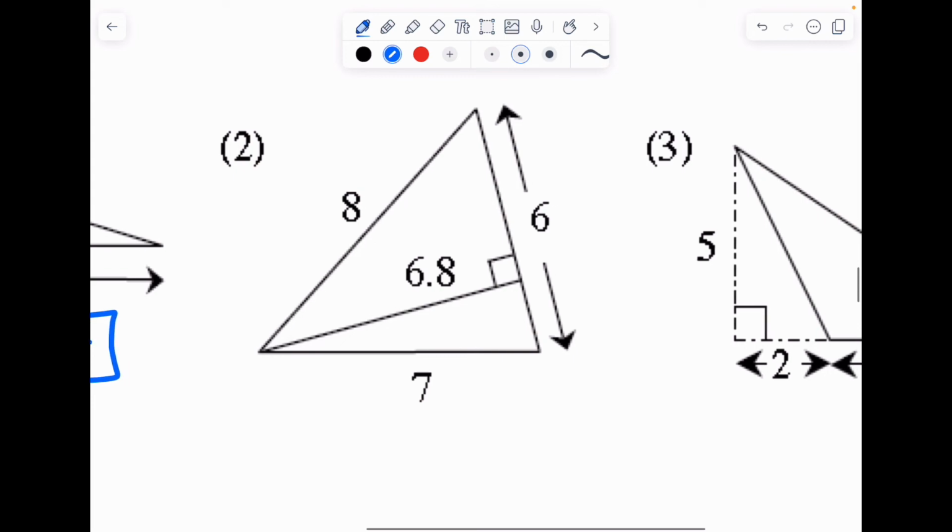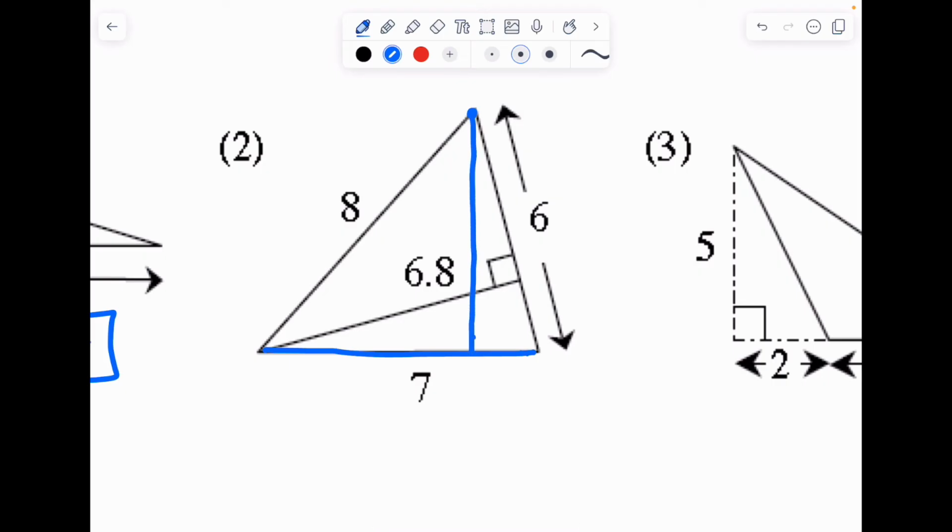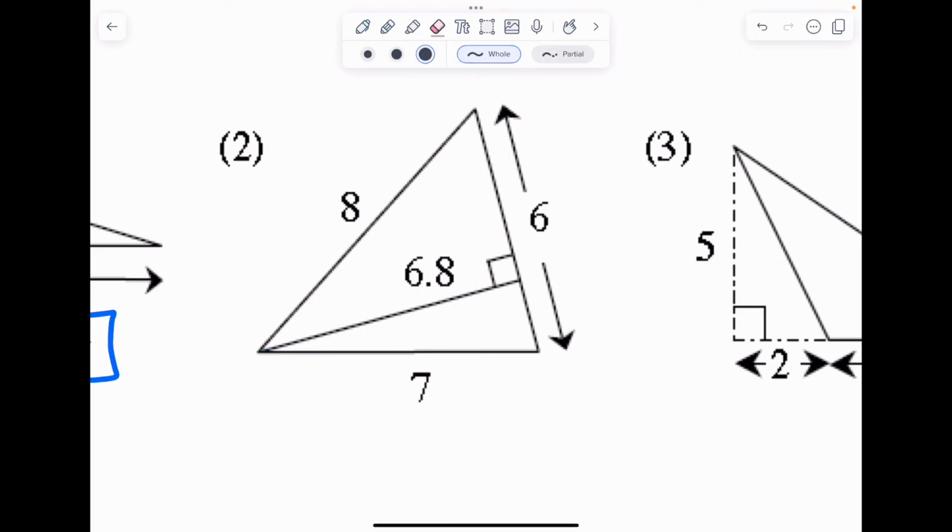Looking at number 2, I know that this flat length of 7 looks like it's going to be the base, but if 7 was the base, we would need to know the length of this imaginary line that is perpendicular to the base and goes to the top of the triangle. But we don't know what that length is, so we aren't going to use 7 as our base, and instead we should use 6 as our base.